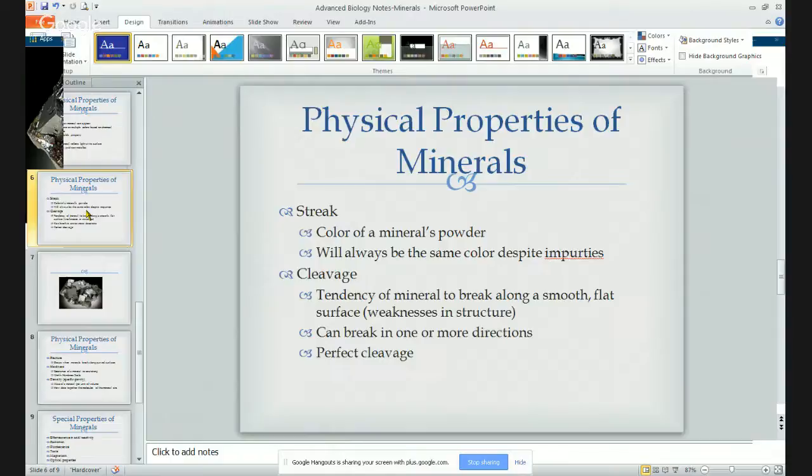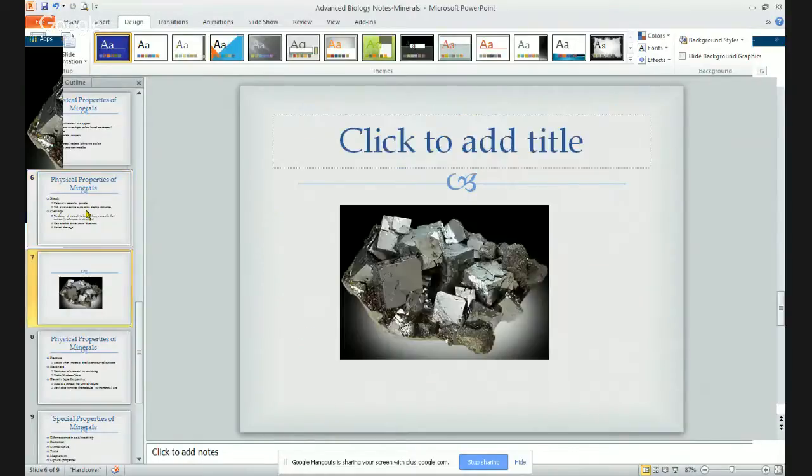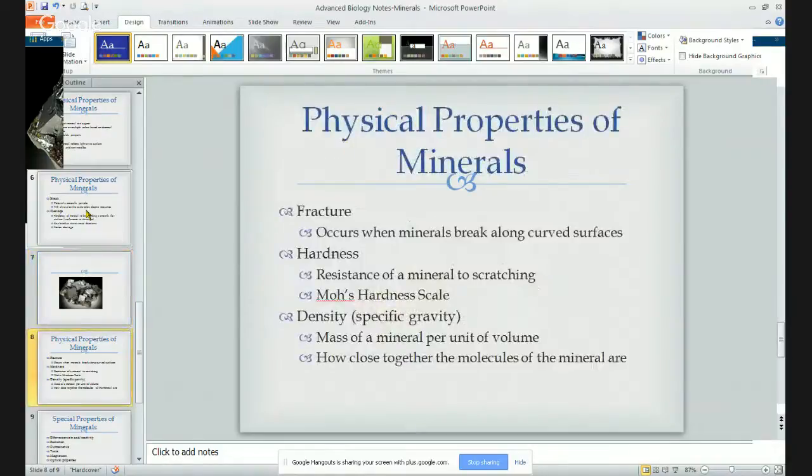If a mineral breaks cleanly and easily, we tend to say that it has perfect cleavage. So I think that's your last little thing on this portion of cleavage. If the mineral cleaves or breaks easily and cleanly, the cleavage is considered perfect. Okay, so there's our slide of galena.